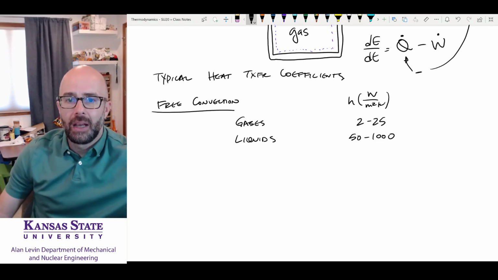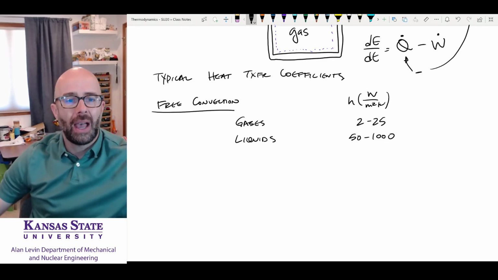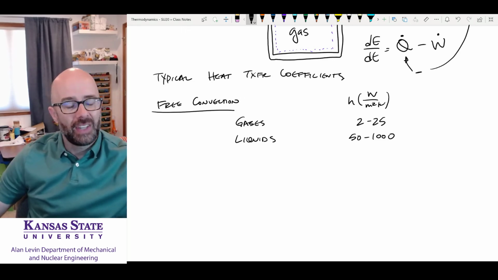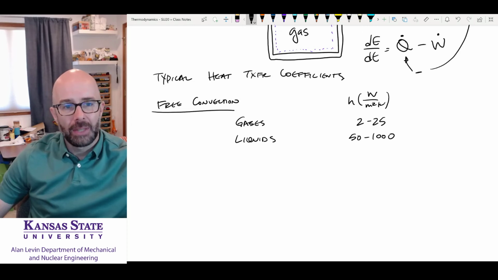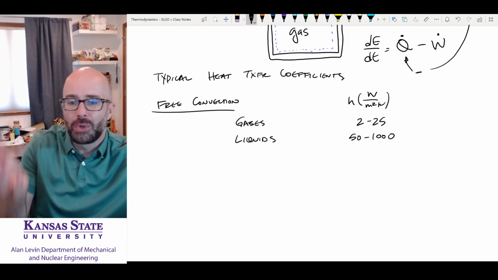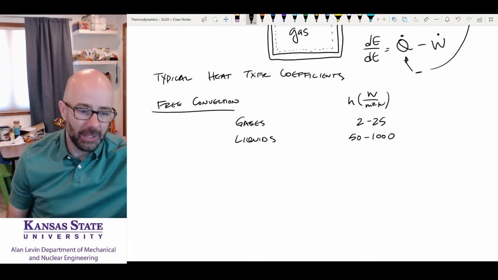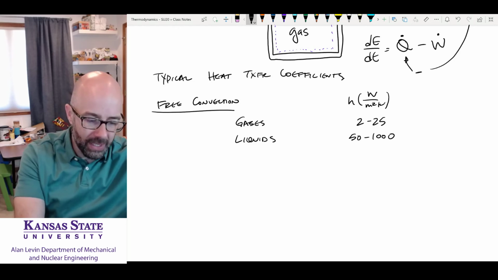So of course, for free convection, if you had a steak you wanted to thaw, it was frozen, and you leave it out on the counter in a gas, it's not going to have as much heat transfer as if you put it into a liquid. And that's just because the molecules are closer together in the liquid, they can diffuse that heat away from it faster.